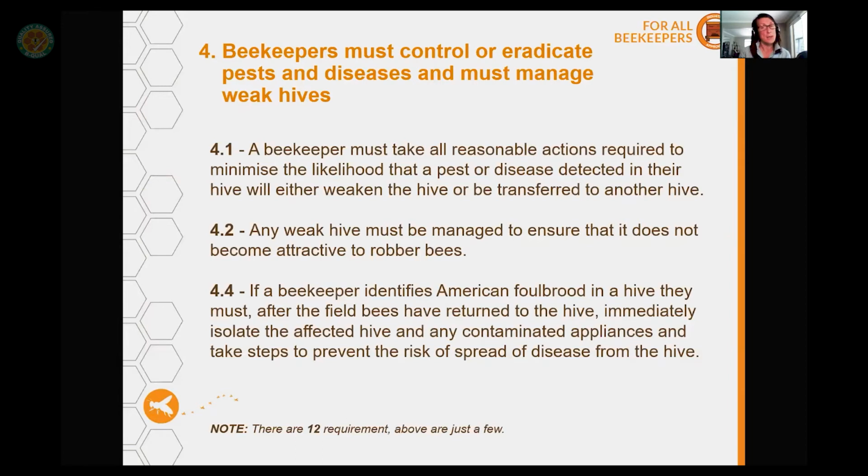Now, American foulbrood is the most significant bee disease that is already present in Australia, and it can have a devastating impact on individual apiaries. If AFB is detected, you really need to take immediate action by bee proofing the infected hive, contact your local apiary inspector, and work with them on how to take action as soon as possible.